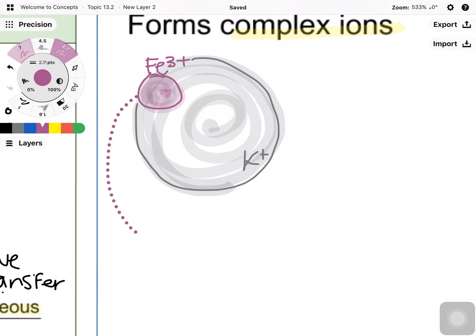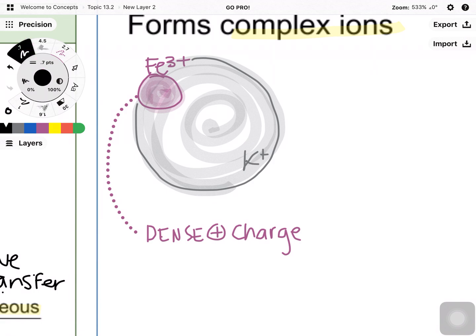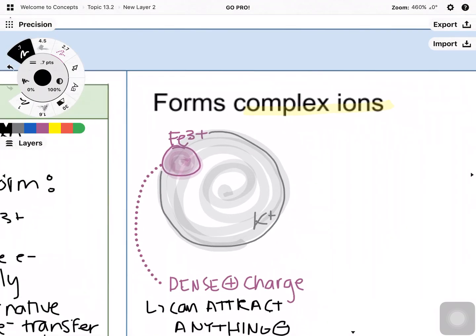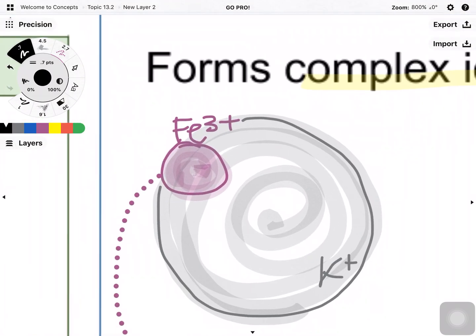Because it's so small, it has a dense positive charge. Okay? That dense positive charge means that it can attract anything that is negative. Okay, so let's take a look specifically at this iron. Say, for example, floating around this iron, we had a water molecule.